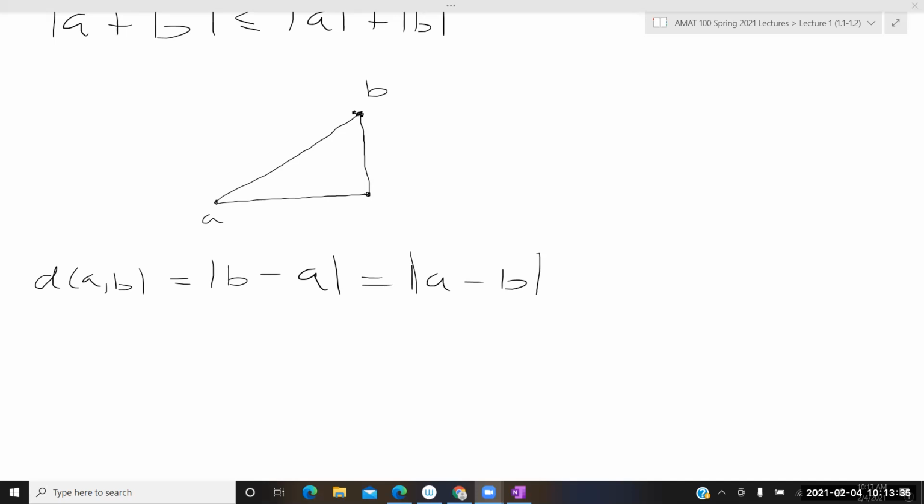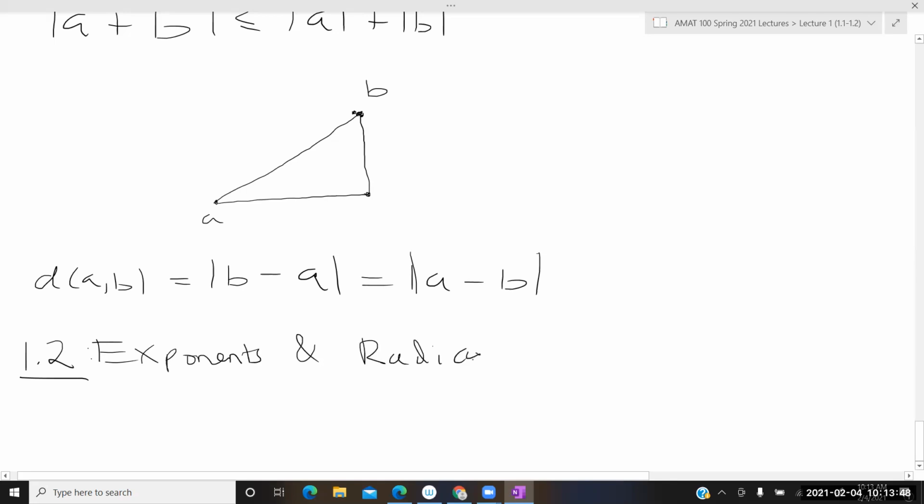So let's see, section 1.2 is on exponents and radicals. I'm not going to spend a whole lot of time on this because this is pretty straightforward stuff. I want to spend more time on the notion of a set, just because that's probably something you haven't really seen before. So let me just go through these definitions really quick.